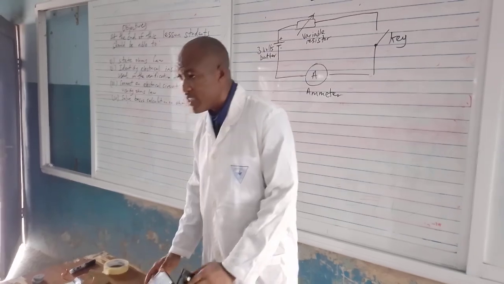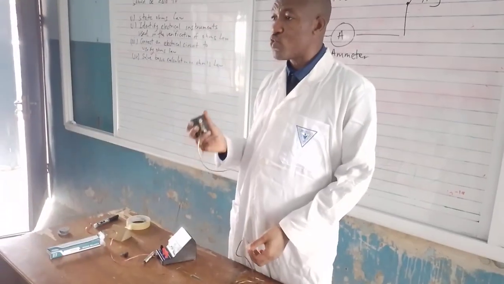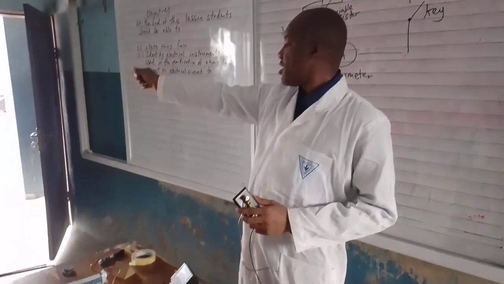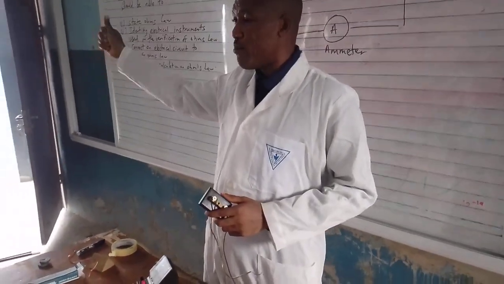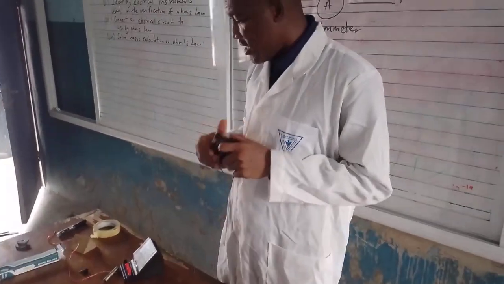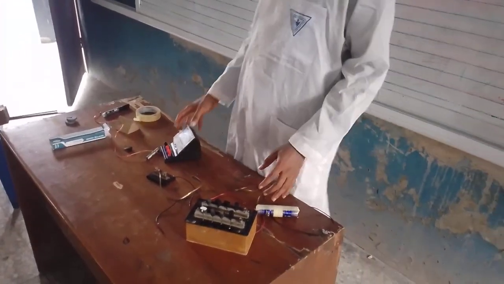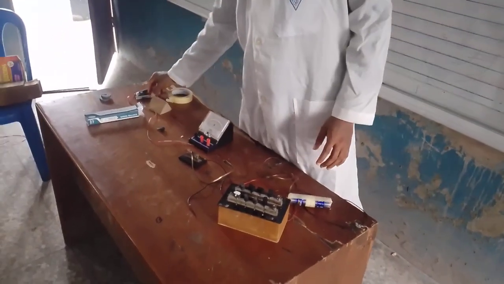Then this is the key. This is called a key or a switch. It does a similar function as your normal switch that you have on the wall for switching on the light. So this is the switch, the key that we're going to use. So I think those are the major component parts. What is left is for us to connect them.